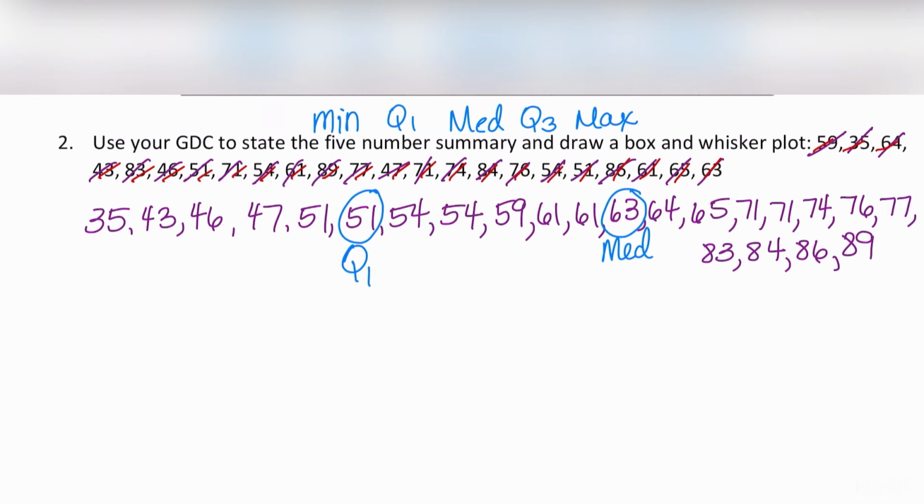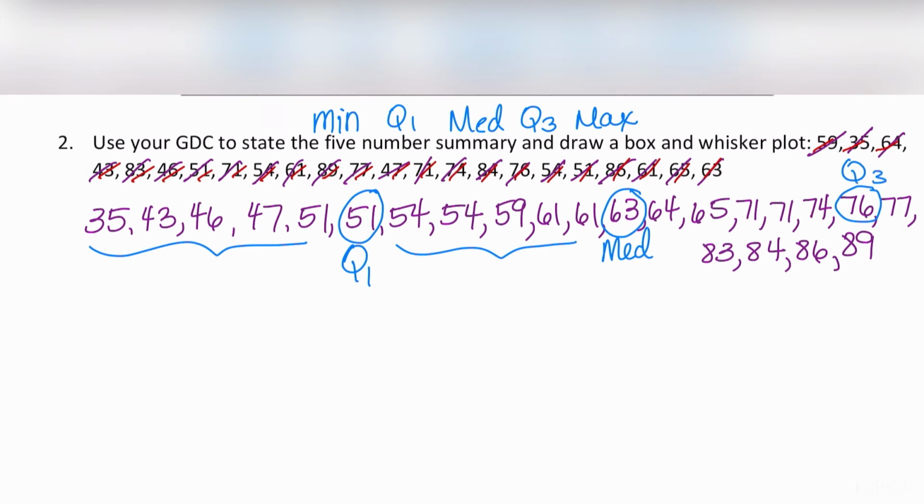And so if you were to count, you would have 5 numbers to the left of 51, 5 numbers to the right of 51, not including the median, of course. And I'm going to do the same thing on the right-hand side. I'm going to locate that 6th value. Remember, the 63 is smack in the middle. Therefore, I'm looking to the left at the 6th value, and I'm looking to the right at the 6th value. So we count 1, 2, 3, 4, 5, 6. And 76 is going to be the middle of the right-hand side, or the third quartile.